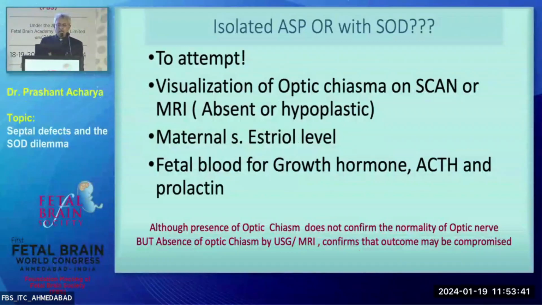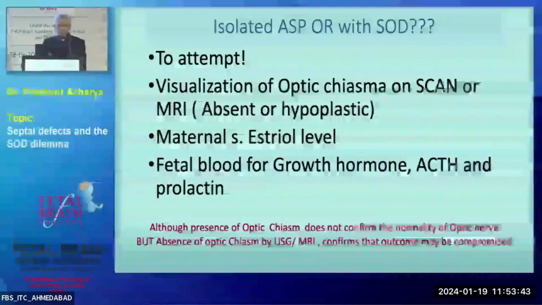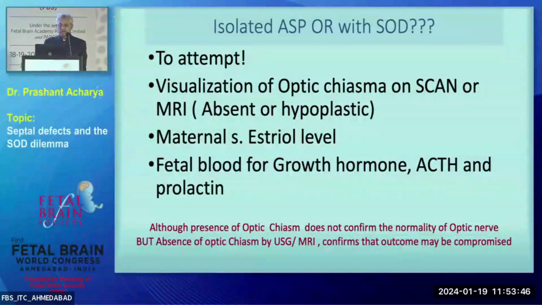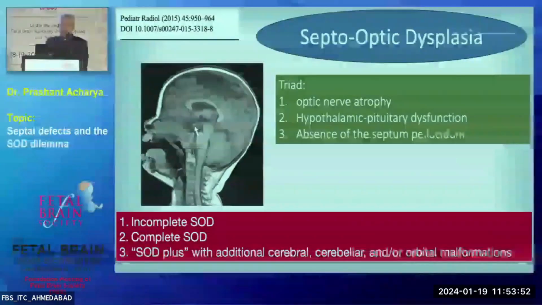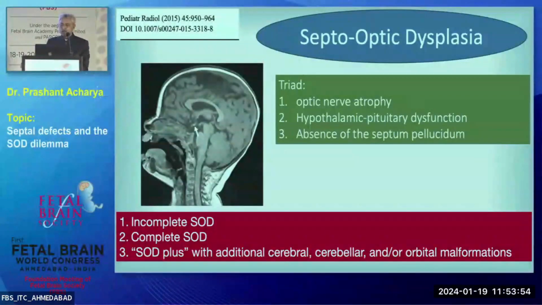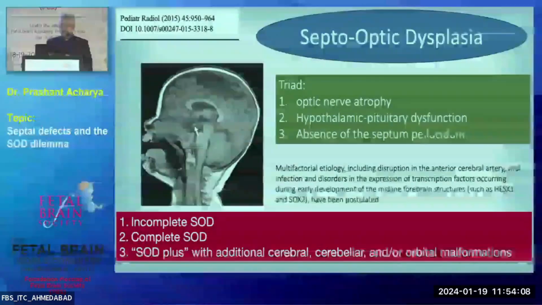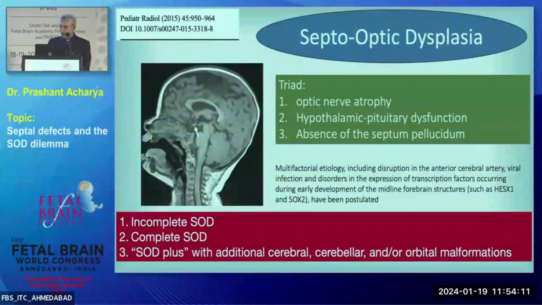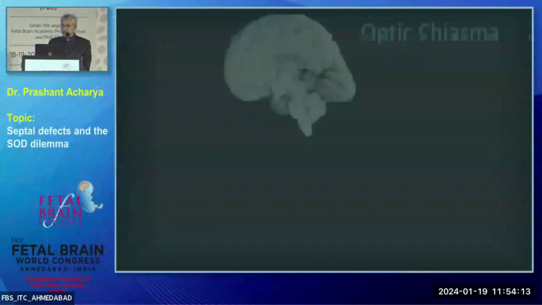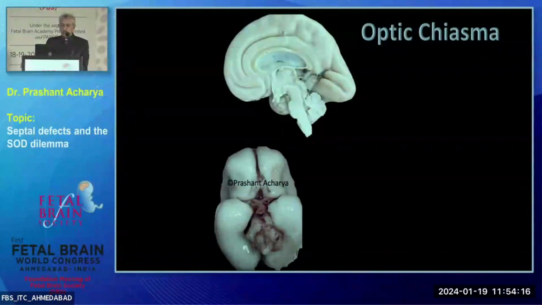Although the presence of the optic chiasma does not confirm the normality of optic nerve functioning, the absence of the optic chiasma by ultrasound and MRI may confirm a possible compromised outcome. As I told you, there is a classic triad: optic nerve atrophy, hypothalamo-pituitary dysfunction, and absence of septum pellucidum. We call it septo-optic dysplasia, and usually there are three different varieties. It has a multi-etiological origin, including disruptions of the anterior cerebral artery, viral infections, and genetic association.